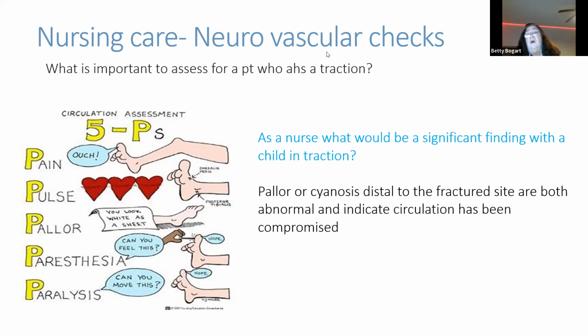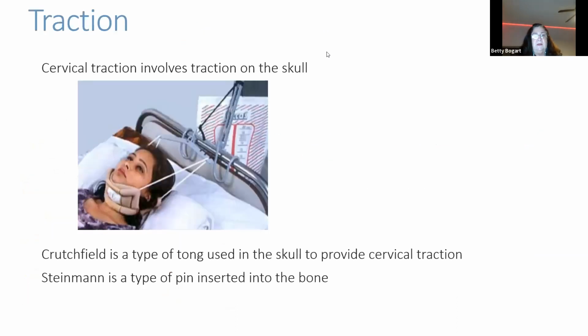So what would you do or tell a parent that all of a sudden this kid has no pulse, it's pale, and it can't move it, and there's numbness? They need to get to the doctor or to the ER right away, because that cast is not working right. If they're in the hospital, we're going to tell the doctor, let them know. So pallor, cyanosis to the distal fracture, which means down to the toes or to the fingers. If we see that, its circulation's been compromised.